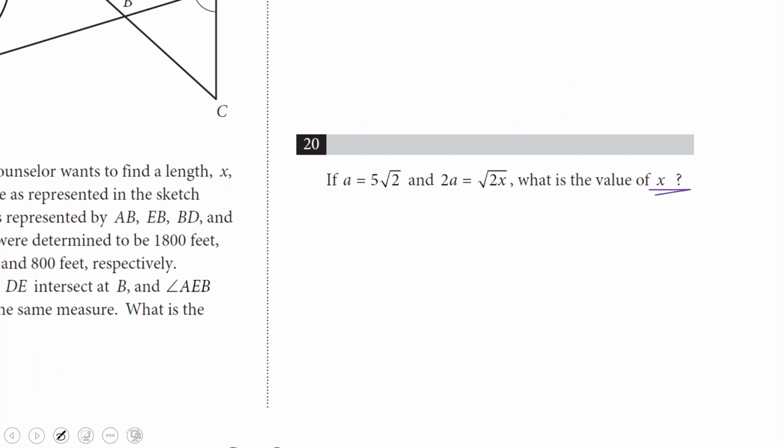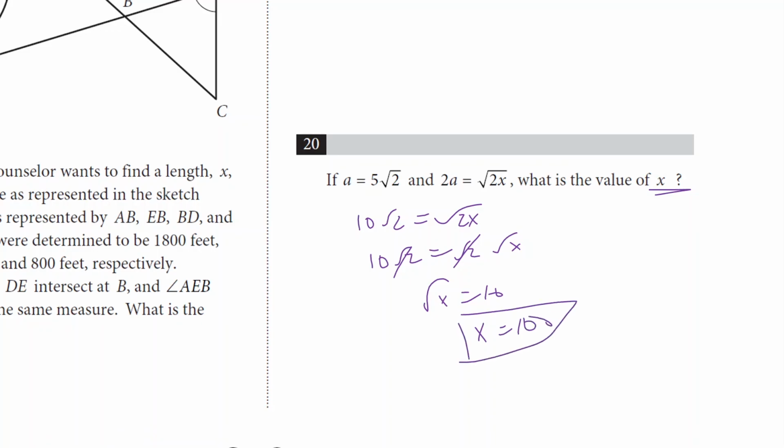Good. So, all right, so I'm going to do 2a, so that's 10 root 2 is equal to root of 2x. So 10 root 2 is equal to root 2 root x. Cancel that. So root x equals 10. x equals 100. And we are done.